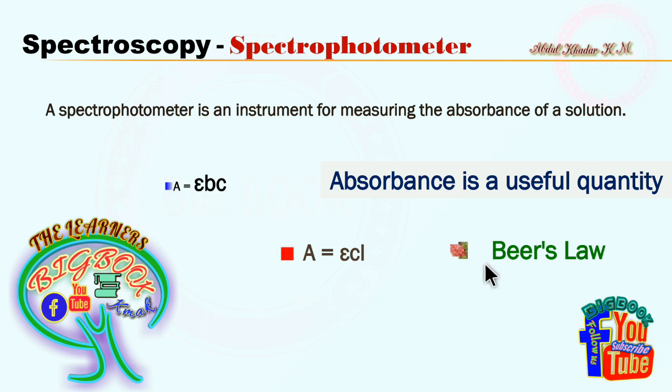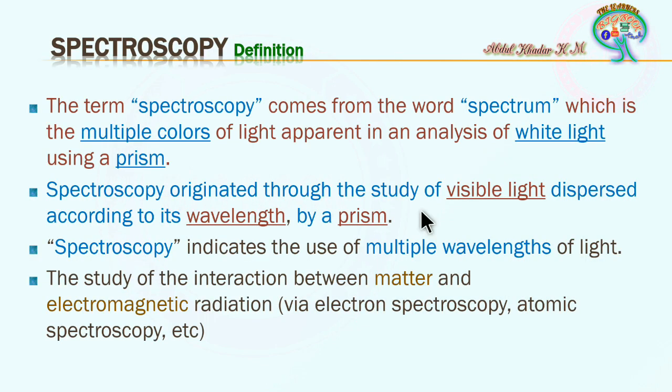So what are these formulas and what is Beer's law going to state? We are going to study that in the following slides. Now, spectroscopy comes from the word spectrum, that is the multiple colors which we see when white light is scattered. That white light is scattered by using a prism, into a spread of different wavelengths, from 0 to 5000 plus nanometers. Spectroscopy originated through the study of visible light dispersed according to its wavelength by a prism.